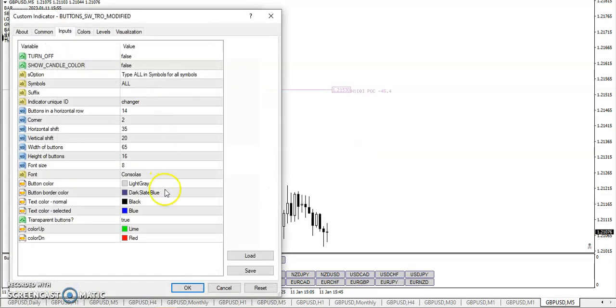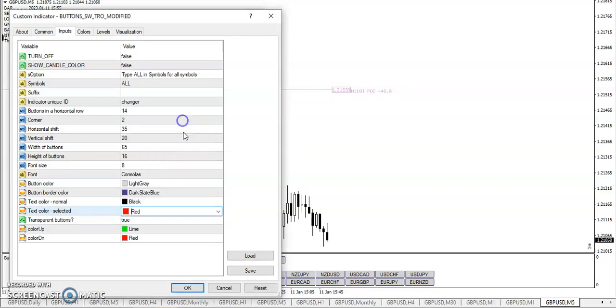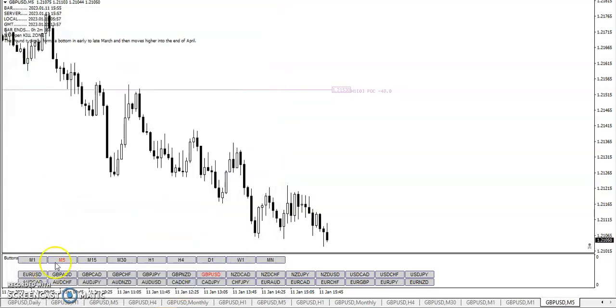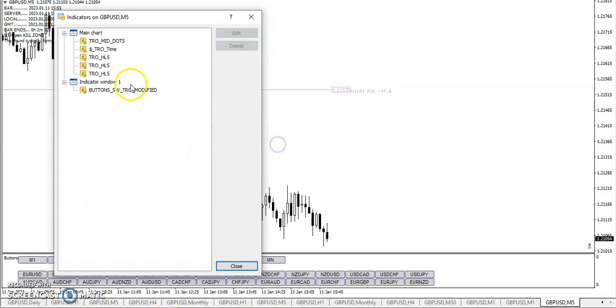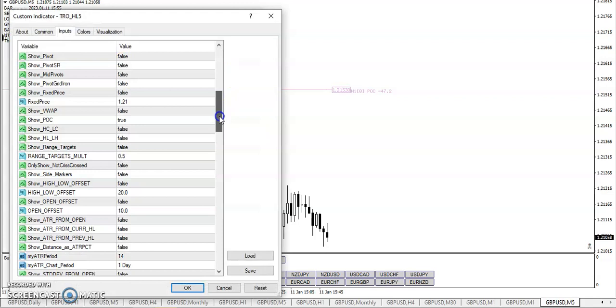I just noticed something. I wonder if that's too hard to see. Text color selected. Switch, try red. I think that might be a little bit easier to see. Back to HL5. Turn off the point of control.